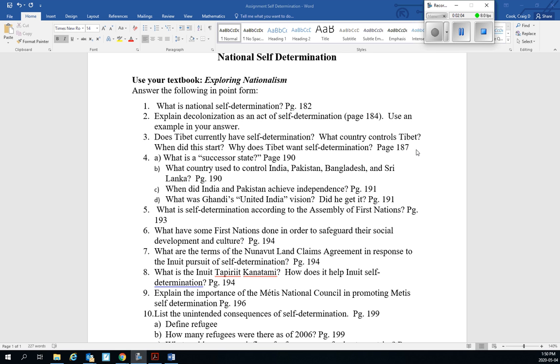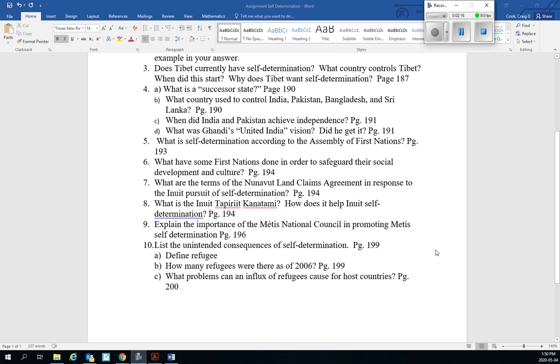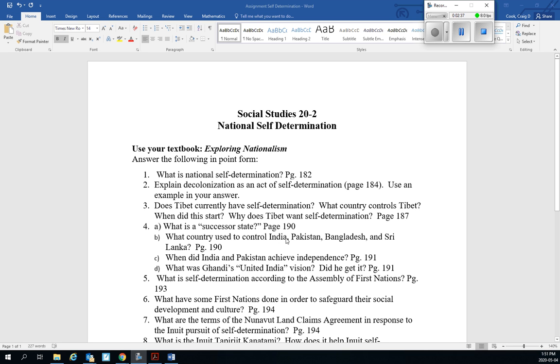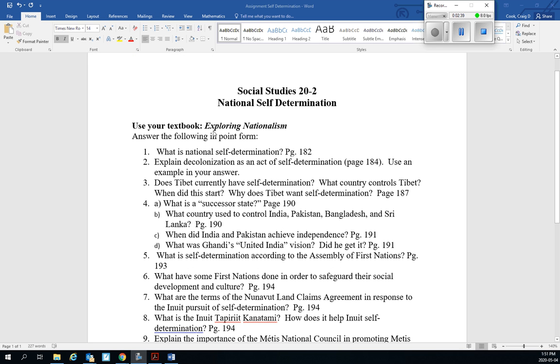Some nations have achieved self-determination. They're called successor states. You'll examine India and Pakistan as examples of successor states. You're going to take a look again at First Nations, Inuit in Canada, and the Métis in Canada as well, and what degree of self-determination they are pursuing. And we'll also look at some of the consequences that go with self-determination. Sometimes they harm other people, but you'll explore that as you do these 10 items on the self-determination assignment.